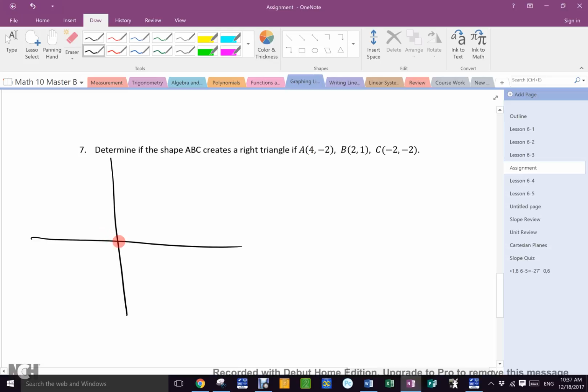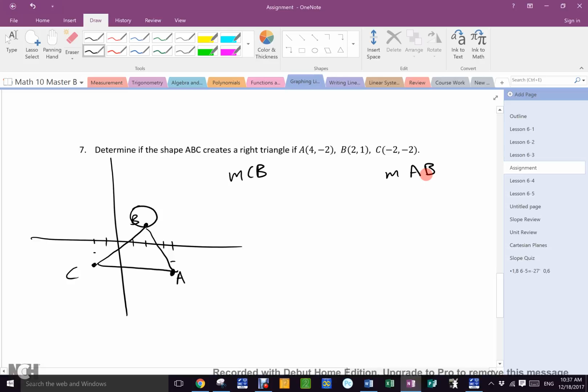Where's point A? 1, 2, 3, 4, down 1, 2. Where's point B? 1, 2, up 1. Where's point C? -1, 2, down 1, 2. Which of them looks to be 90 degrees? B. So I have to check the slope of CB and the slope of AB.